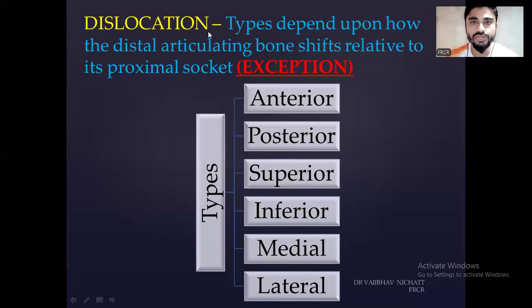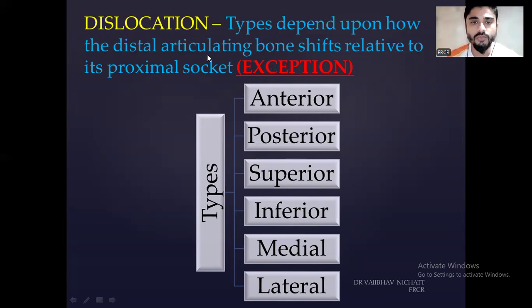Coming to dislocation, what is the definition of dislocation first? We'll see in the next slides what kind of dislocation you should label depending upon the displacement of the bones. Dislocation types depend upon how the distal articulating bone shifts relative to the proximal socket. In the rest of the body there is one exception to it, which we'll come to in the next slide.